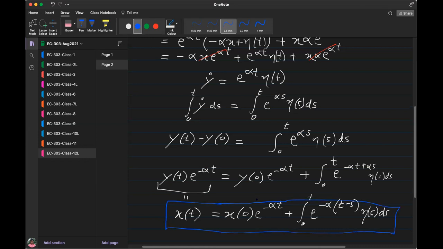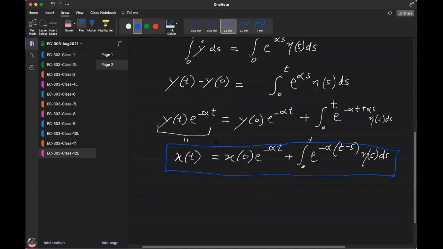Sorry for the bad board work, but that missed a few things. I'll try to see if I can redo it.